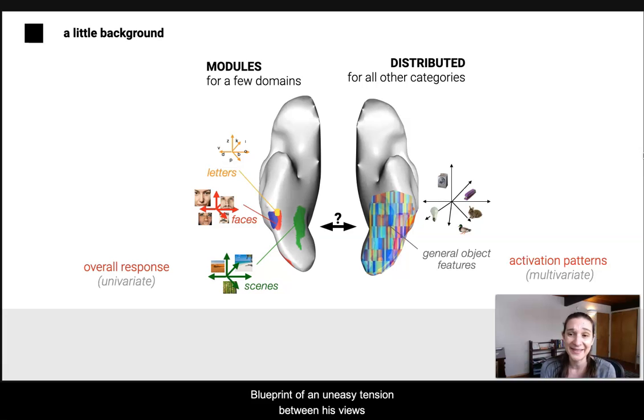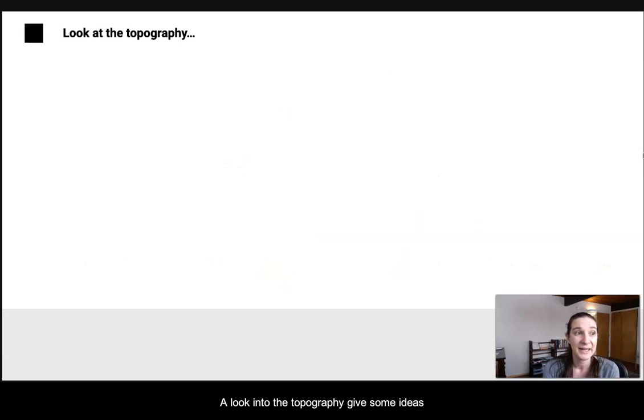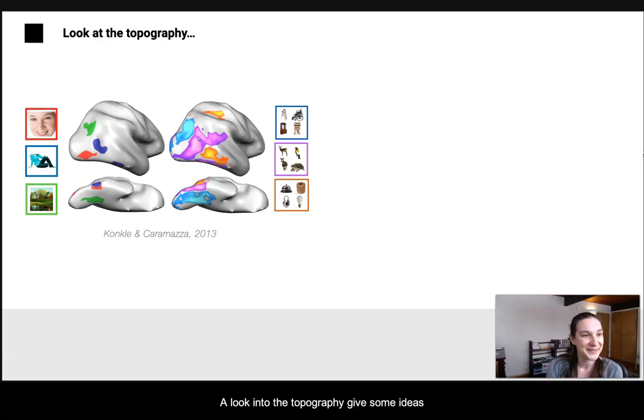And there's sort of an uneasy tension between these views. Are they compatible? Are they opposed? Are there really two different kinds of object representations and readout mechanisms from this cortex, depending on the kind of thing you're looking at? And a look into the topography gives some ideas.